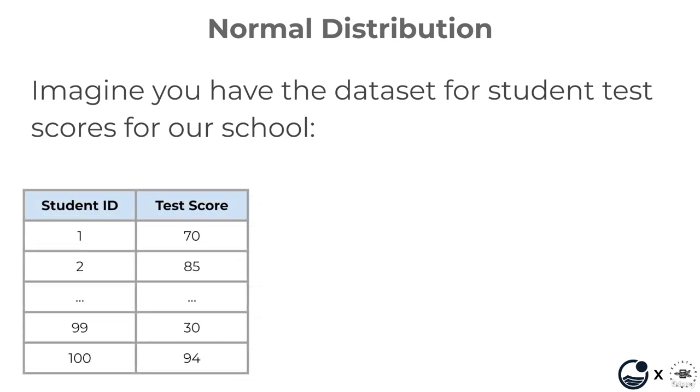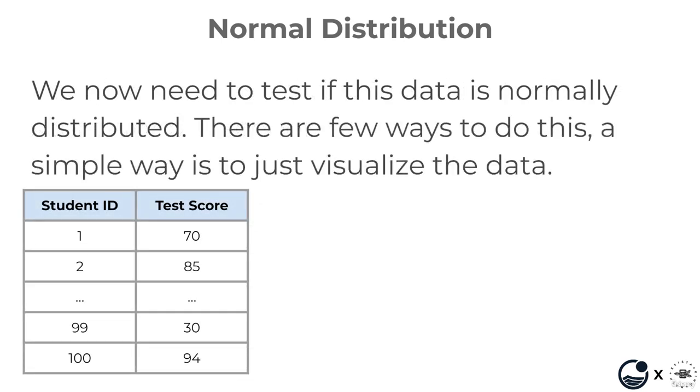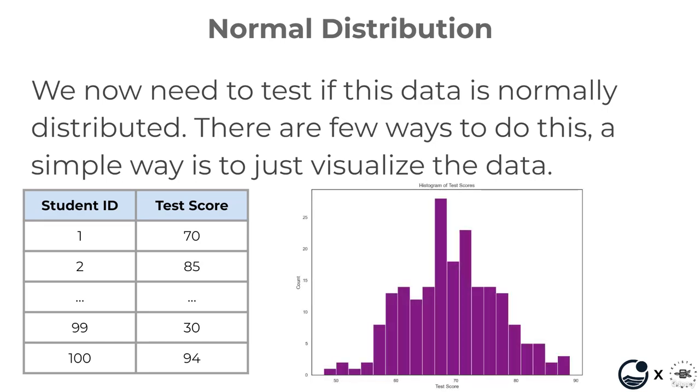So we're going to take our real data set, and now we actually need to test if this data is normally distributed. There's a couple different ways to do this. A simple way is to just visualize the data. So I could take this data set and actually create a histogram. And you'll notice that it starts to look like a normal distribution curve. And you can play around with the bin count to get a better idea if it's following a normal distribution.